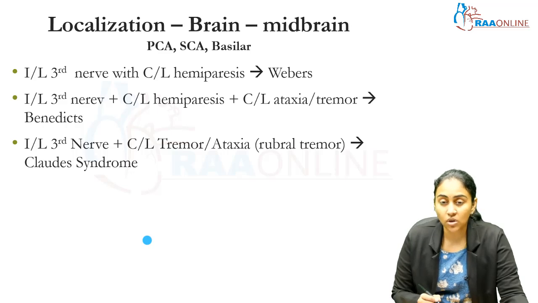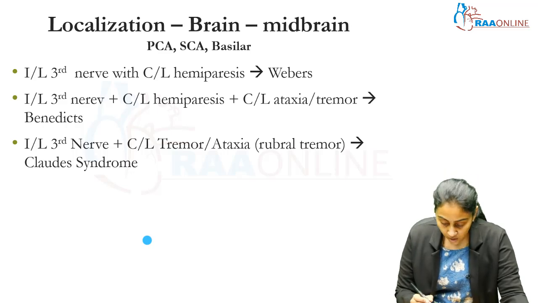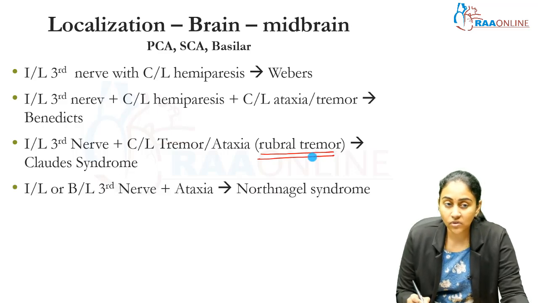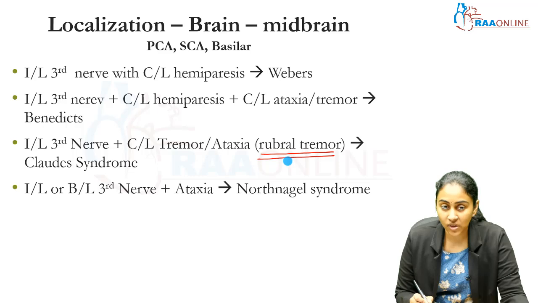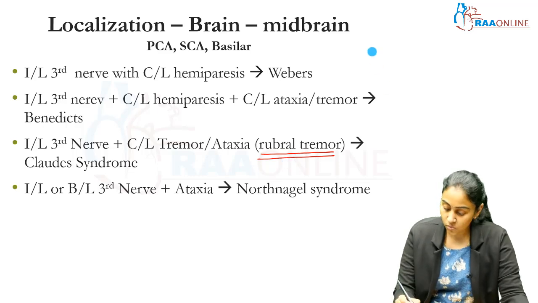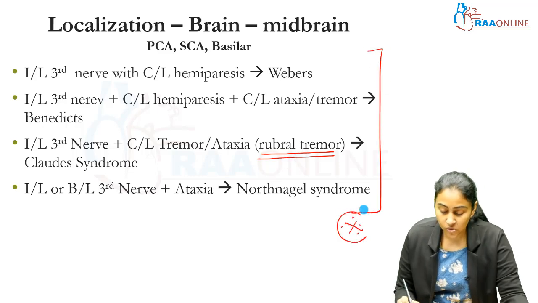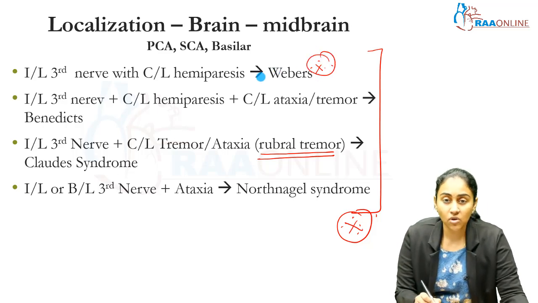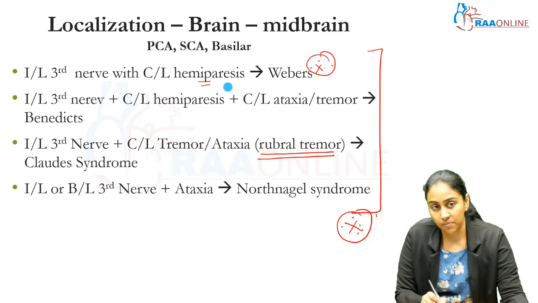Ipsilateral third nerve with contralateral tremor and ataxia alone, rubral tremor alone, is going to be Claude's syndrome. Ipsilateral or bilateral third nerve palsy with ataxia is going to be Nothnagel syndrome. So, 4 very important syndromes. Of this, remember Weber's is very important. Ipsilateral third nerve plus contralateral hemiparesis is basically Weber's.